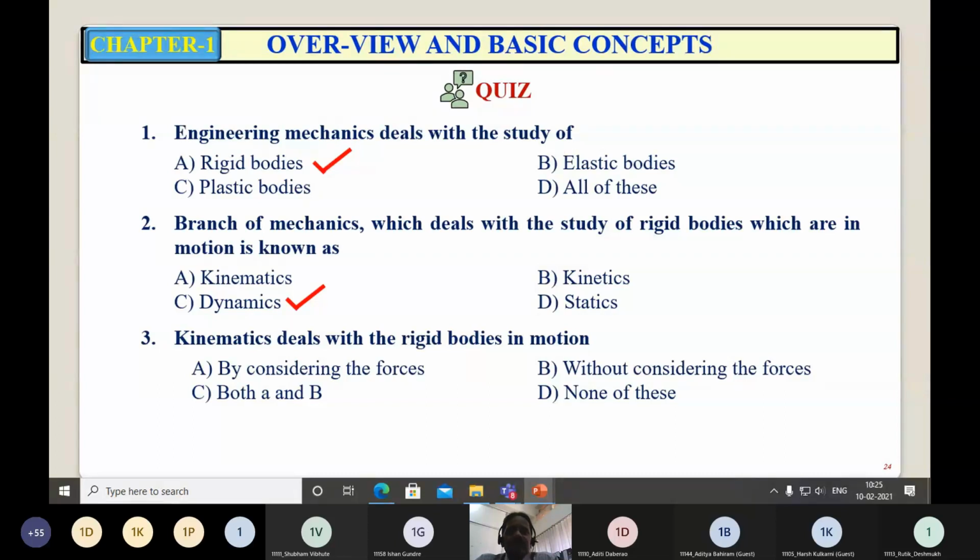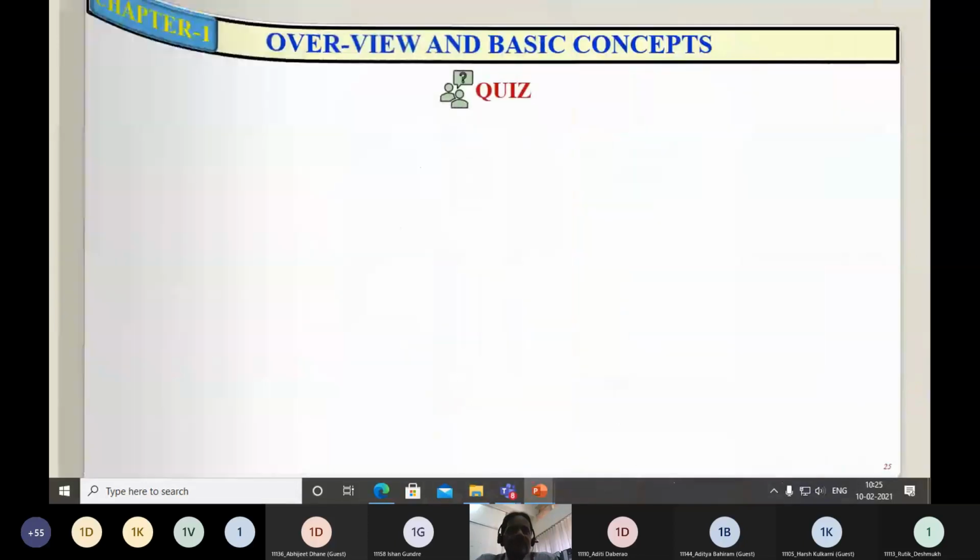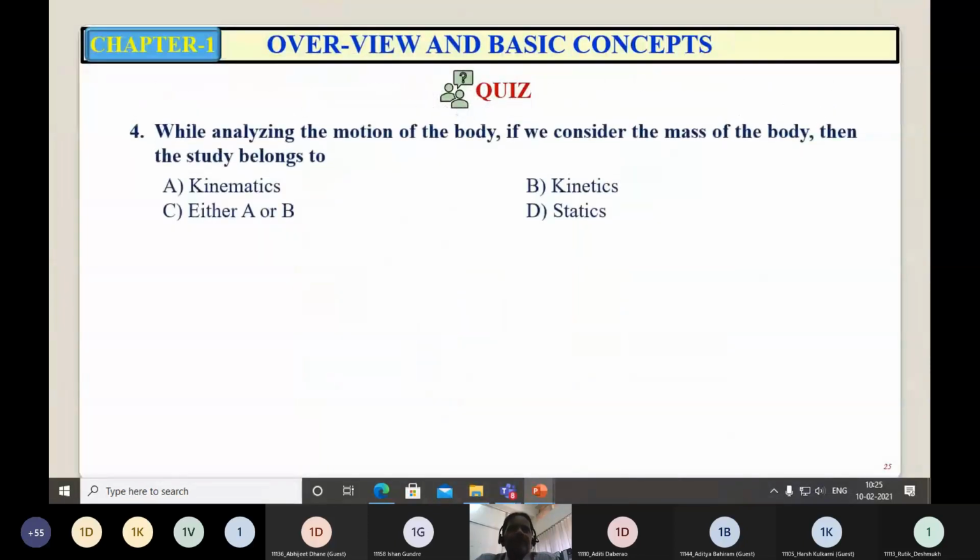Without considering the forces. Right. Next, while analyzing the motion of the body, if we consider the mass of the body, then that study belongs to kinetics. What's your name? Atharva Kulkarni. So while analyzing the motion of the body, if we consider the mass of the body, that means we are considering the gravitational force. Yes, that comes under kinetics. Nice.